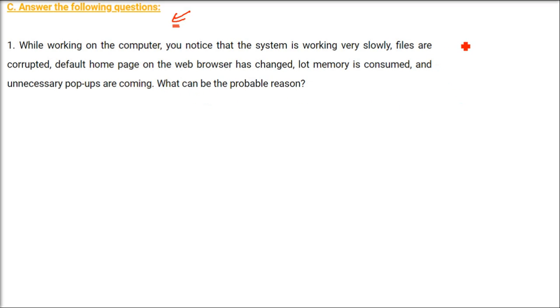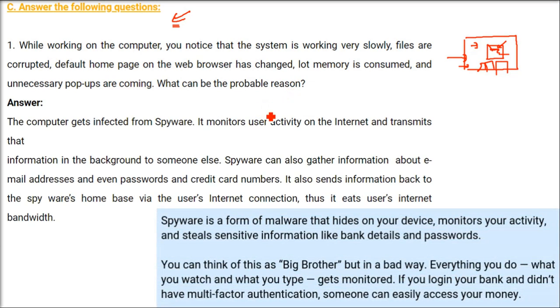That means whenever you open your computer and work on it, it's working very slowly. You can see a considerable difference from the normal running. If you open a browser, Chrome or Firefox, the home page is behaving inappropriately. Memory is also being used up too much. And various pop-ups are coming, which you don't even want, they are just coming. So what are the probable reasons?